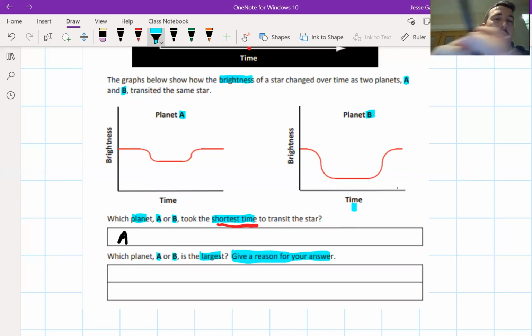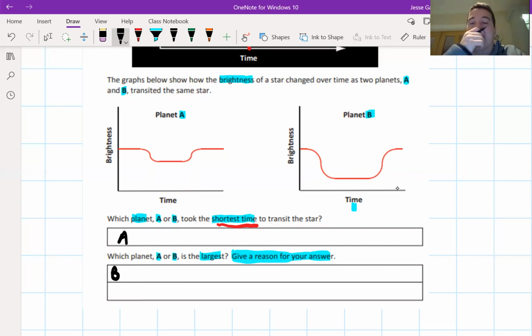Okay, so hopefully you've written down your answer. In my opinion, the answer here is B. So hopefully you wrote down B. If you didn't write down B, that's okay. Write it down now. And now I want you to try and explain, why is B bigger than A? How do you know? Use your evidence from the graph to explain how you know B is a bigger planet than A. Do that now.